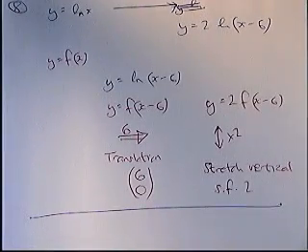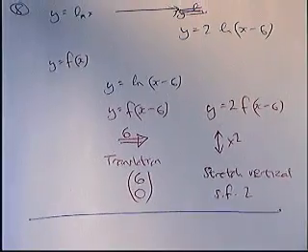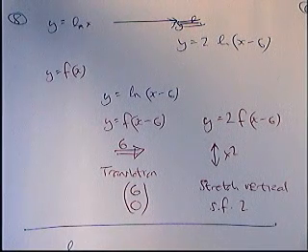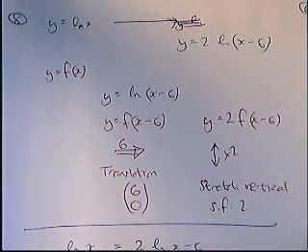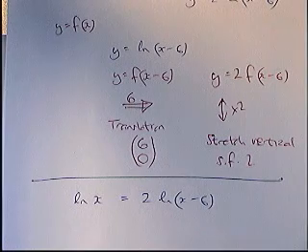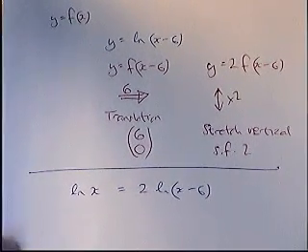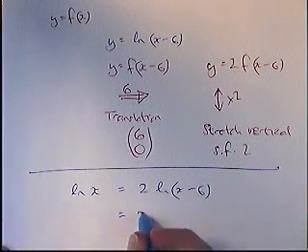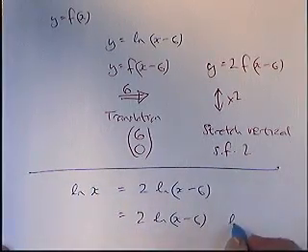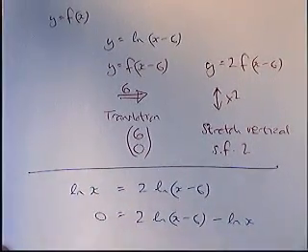In part B, we've got to solve an equation to find the value of point A. And point A is at the intersection of these two curves. So point A is where the ln x curve and the 2 ln of (x minus 6) curve meet. It's where the two of them are equal to each other. To solve this equation, I think the best way forward is to bring everything onto one side. I'm going to move that ln x onto the other side where it becomes a negative, so that's equal to 0.